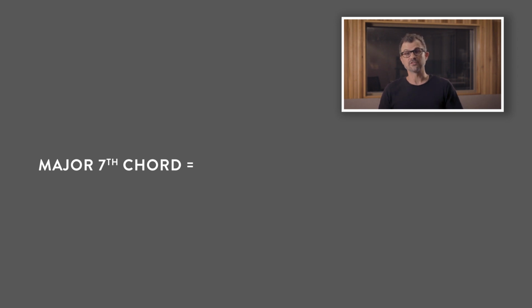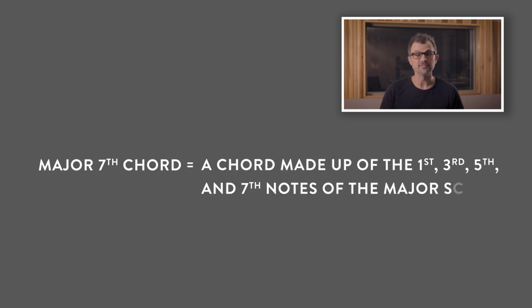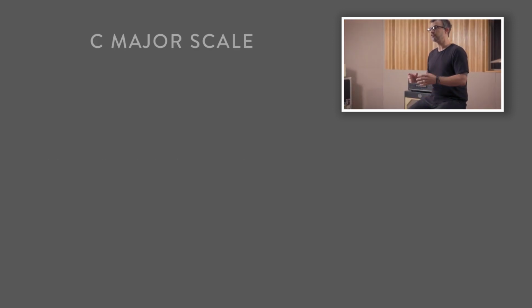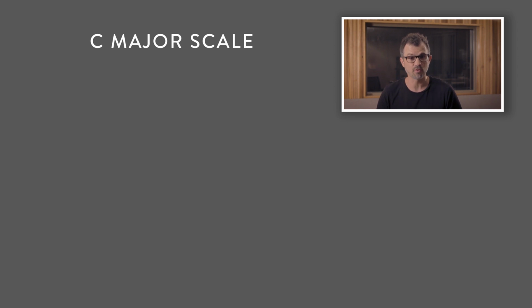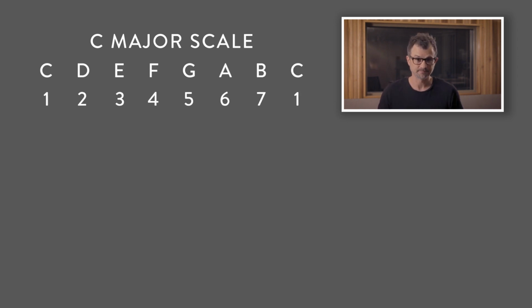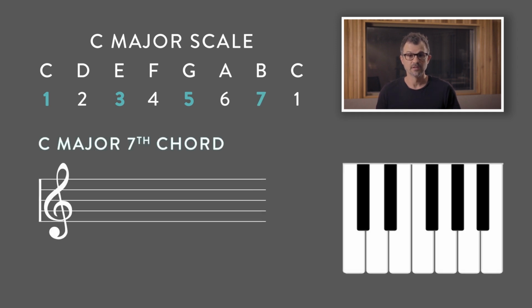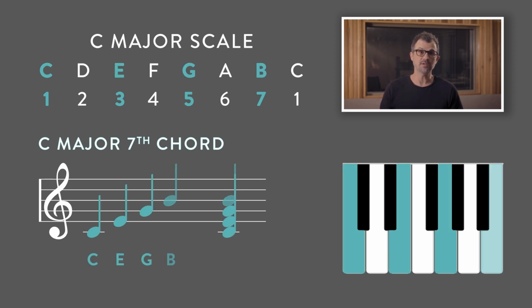The major 7th chord is constructed of the 1st, 3rd, 5th, and 7th notes of the corresponding major scale. So let's construct the C major 7th chord. Here are the notes of the C major scale once again. Now, the C major 7th chord is constructed of the 1st, 3rd, 5th, and 7th notes of the major scale. So in the key of C major, the 7th chord is formed with the notes C, E, G, and B.